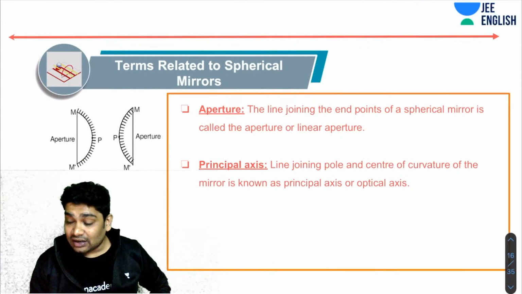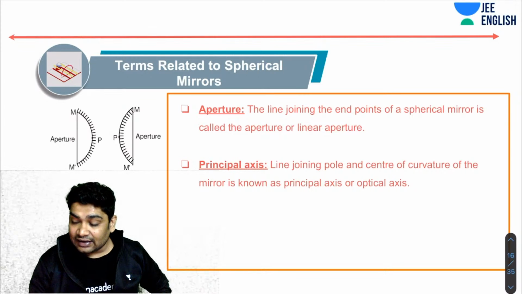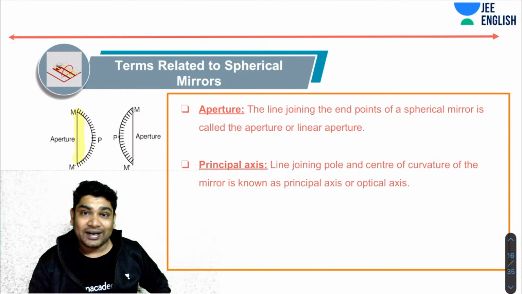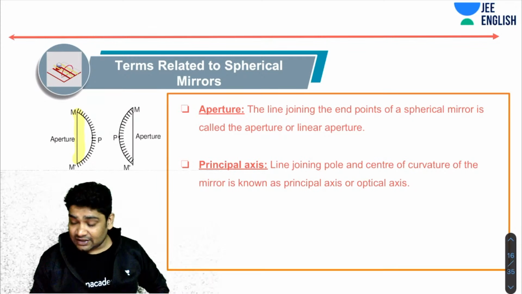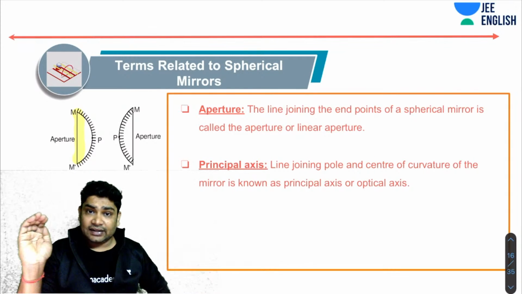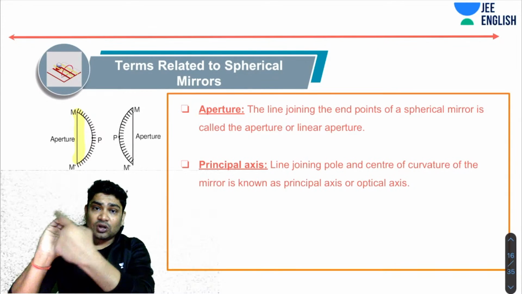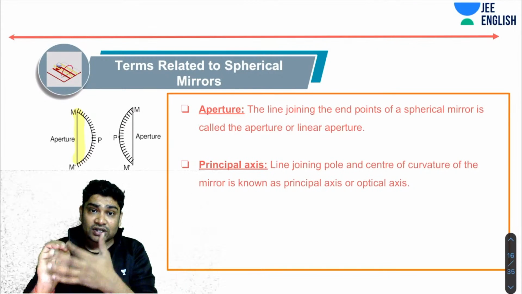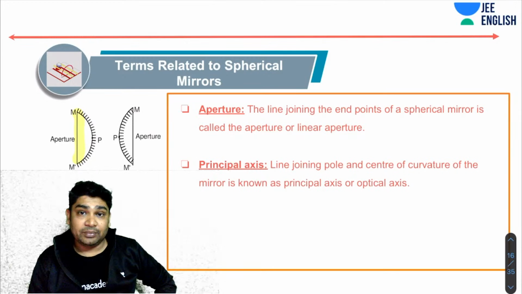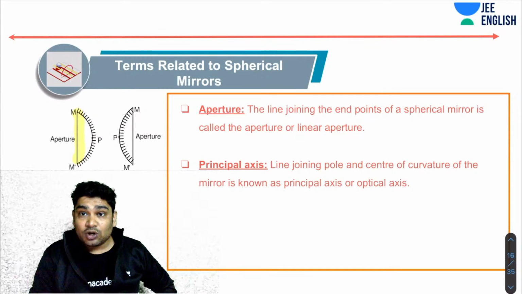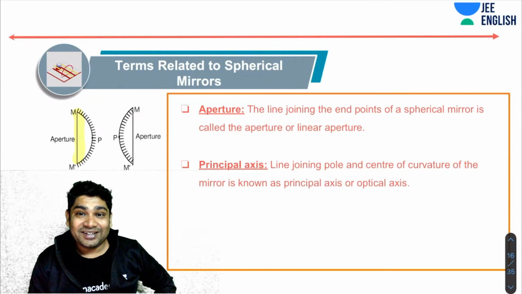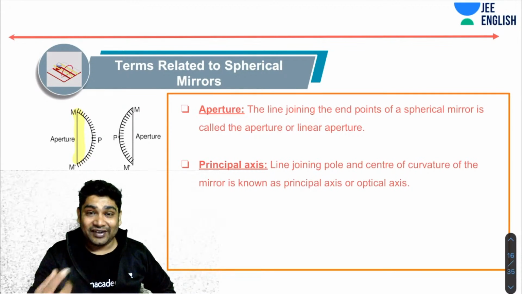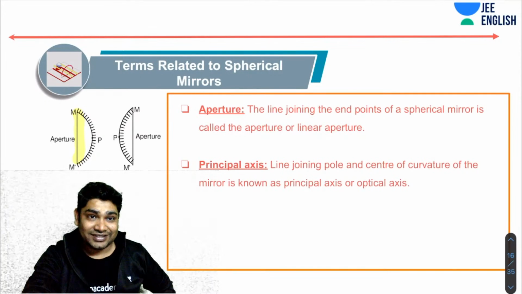Okay. Next, you have aperture. Aperture is this entire region from where the light is going to enter the mirror. If I have a spherical mirror cut like this, then I will have a circular cross section from where all the light would enter the mirror. That circular cross section is what we call the aperture of the mirror. The line joining the end points of the spherical mirror is the aperture. So it will be a circle. Spherical mirrors would have circular apertures.